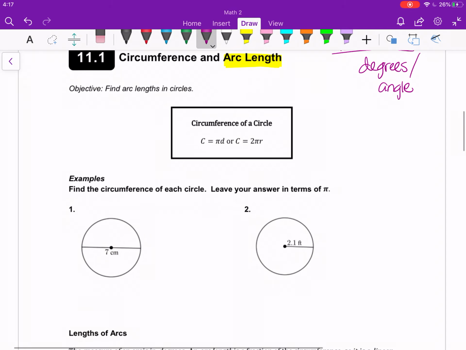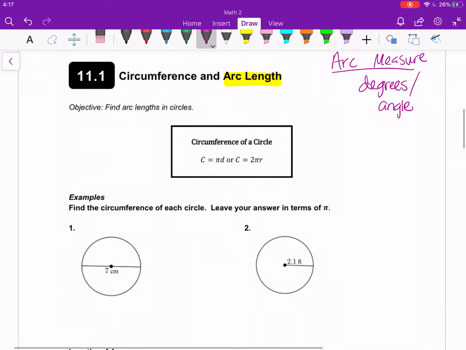Okay, so in order to find arc length, we do need to know how to find our circumference. So circumference is found two different ways. You can either do pi times the diameter or 2 pi times the radius. The reason the second one's true is because the diameter is always double the radius. So that's why it's always true. So 2 times r multiplied by pi.